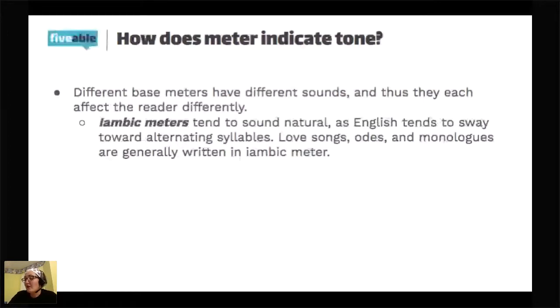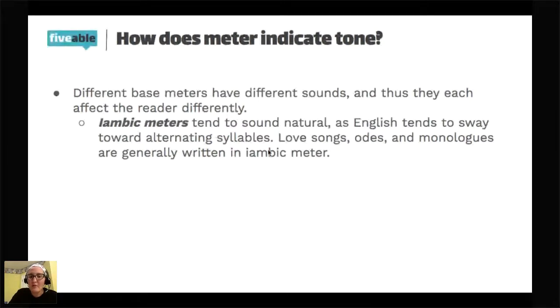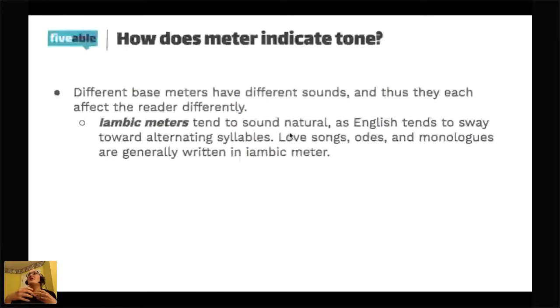So a lot of love songs, odes, and monologues and things that are done in theater are written in iambic because it sounds like elevated speech, but most naturally or closest to it, if that makes sense. So if you see iambic, then you can make the point that this author wrote in iambic in order to have a more conversational tone, or to make it sound more like a human is talking to you.